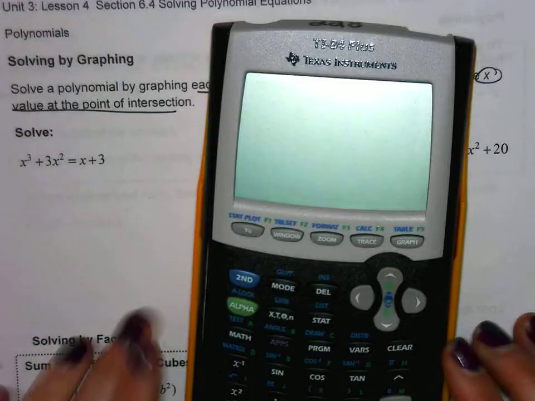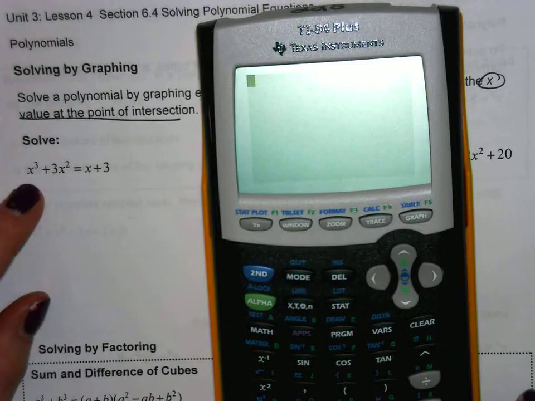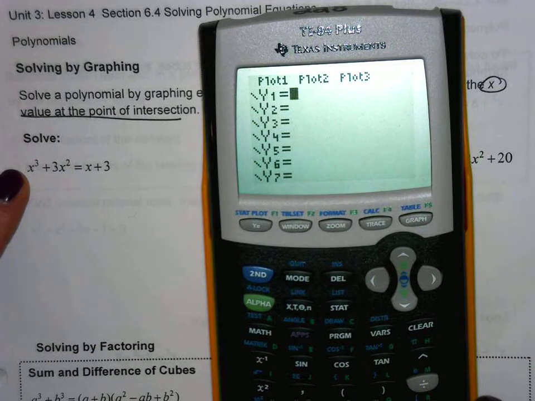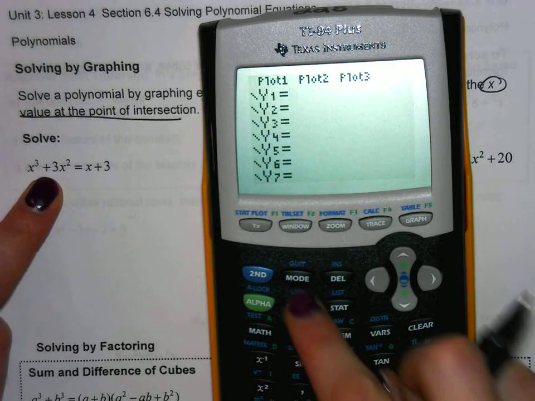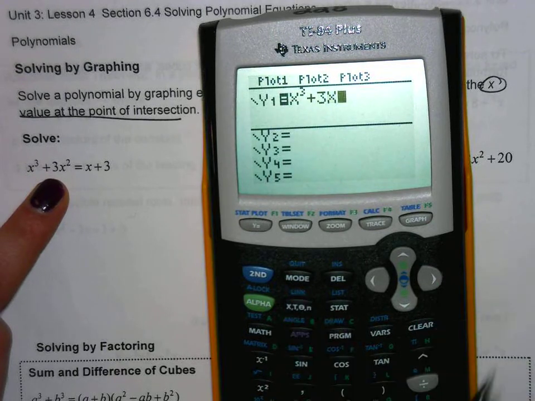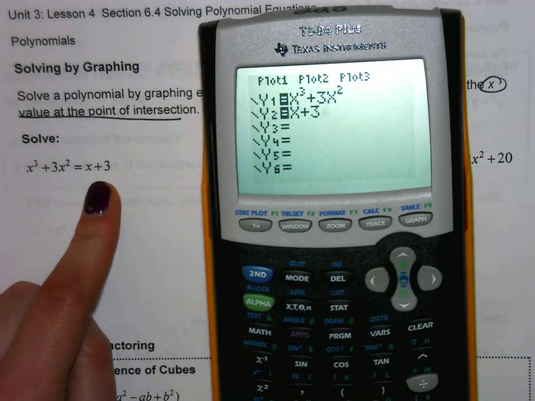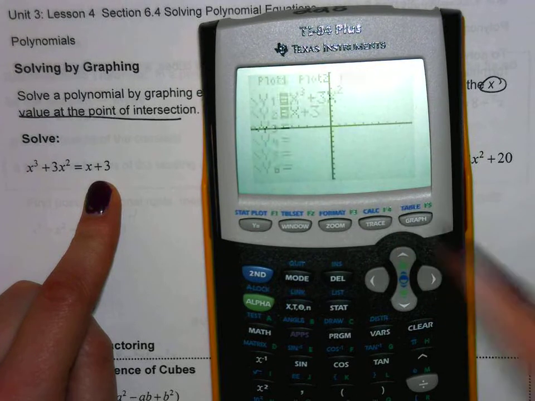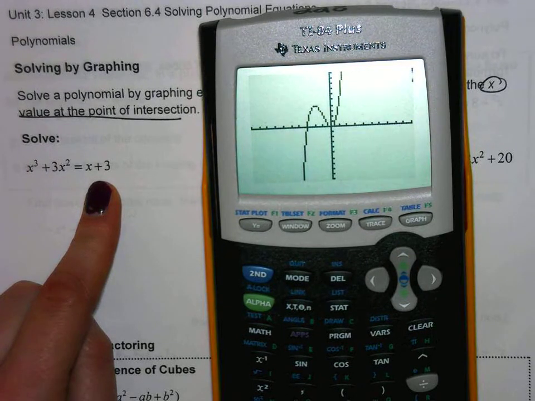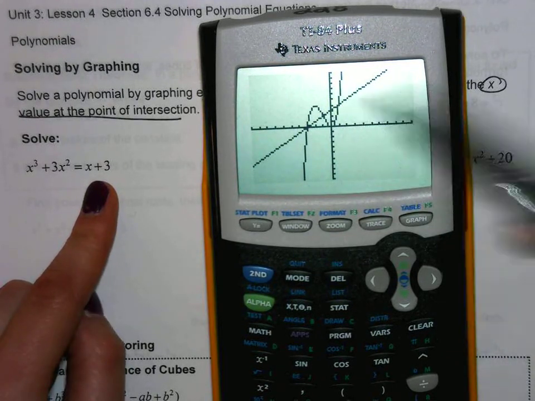So let's grab our calculators. First step, we want it y equals. Type in the left side, so we have x cubed plus 3x squared. Hit enter. Type in the right side, x plus 3. To do that, I'm going to hit graph. So we graph our two equations, and it looks like we have intersections at 1, 2, 3 points.